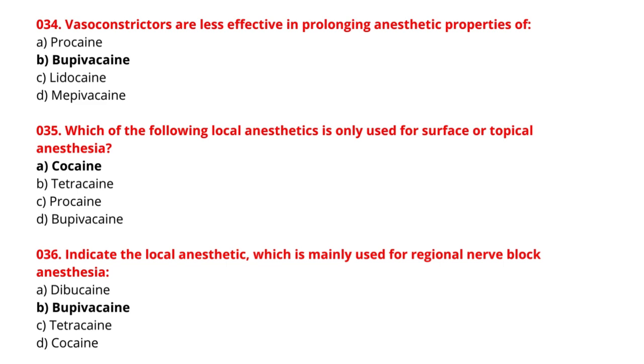035. Which of the following local anesthetics is only used for surface or topical anesthesia? A. Cocaine. B. Tetracaine. C. Procaine. D. Bupivacaine. Answer is A. 036. Indicate the local anesthetic, which is mainly used for regional nerve block anesthesia. A. Dibucaine. B. Bupivacaine. C. Tetracaine. D. Cocaine. Answer is B.